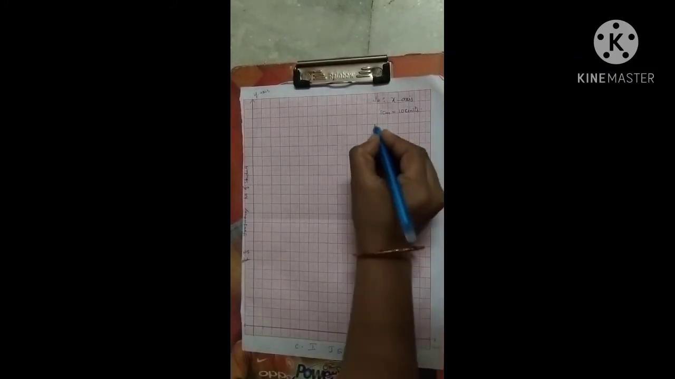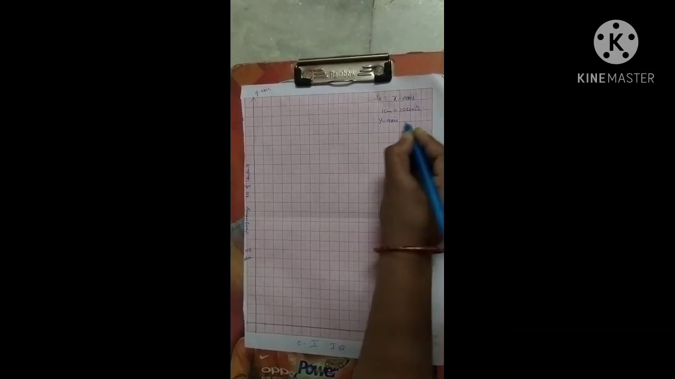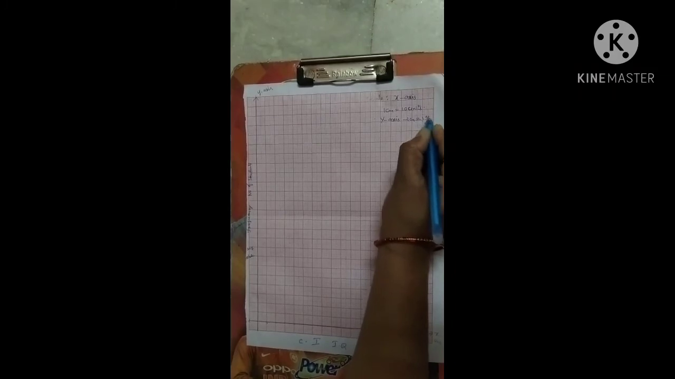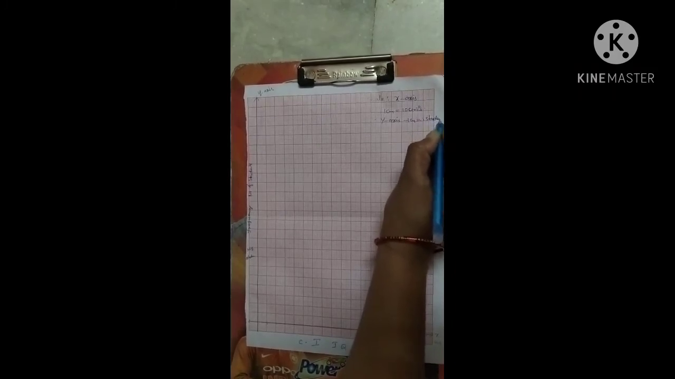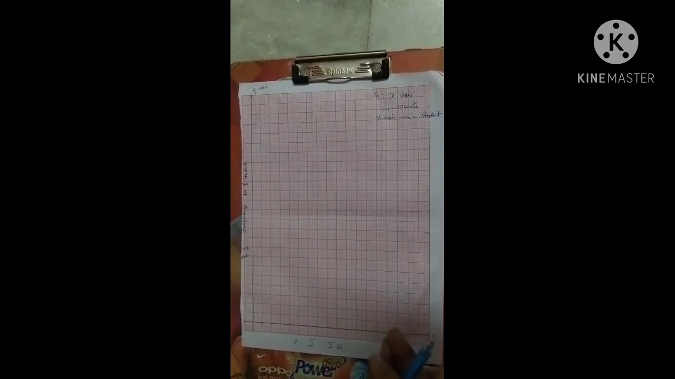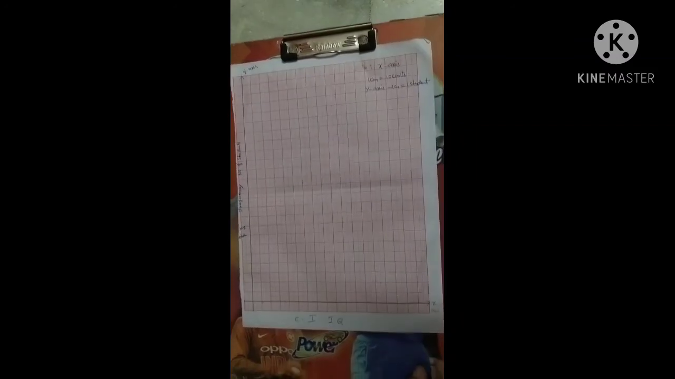Okay, children. So on the y-axis, 1 centimeter equals 1 student. You have to take 1 centimeter equal to 1 student. Okay, children, did you understand? Let us start the graph.